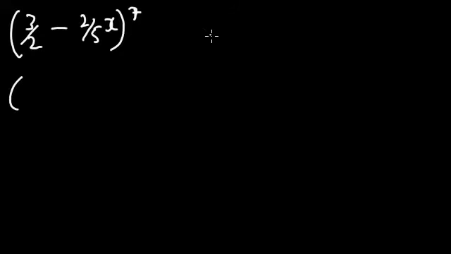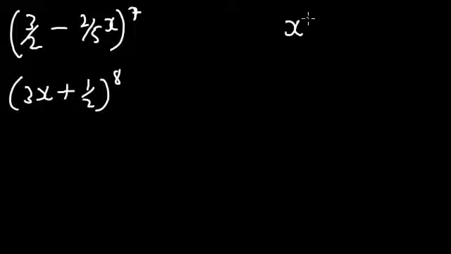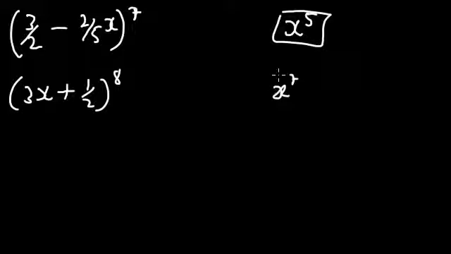So feel free to find the coefficient of x squared in this expansion, 3x plus 1 over 2 raised to the power of 8. So you find the coefficient of x raised to the power of 5 for me in this one, and you find the coefficient of x raised to the power of 7 for me in this one. However, you have to expand both of them in these cases.